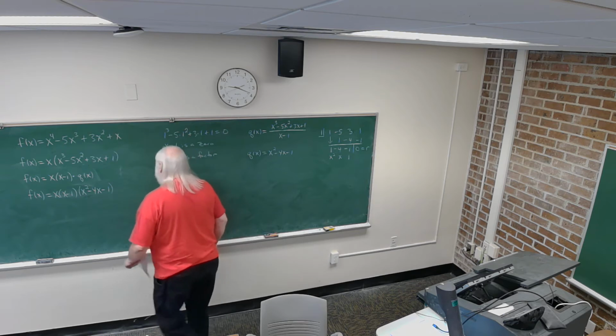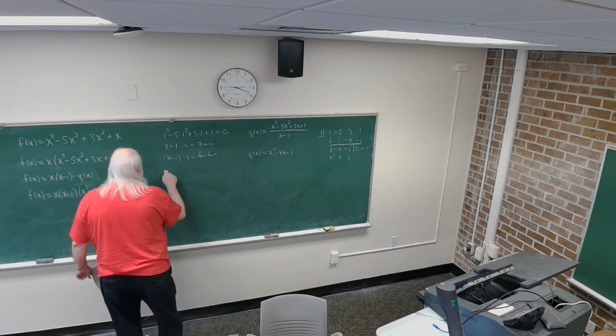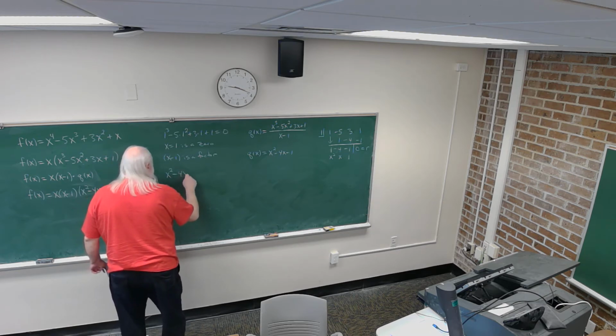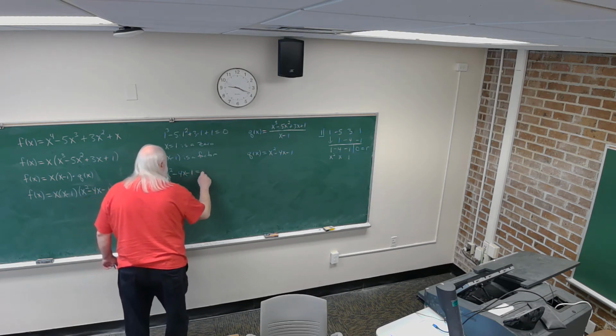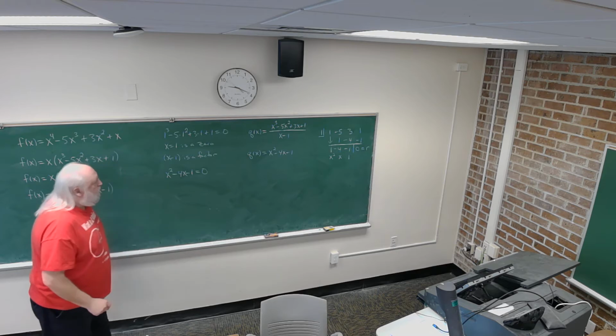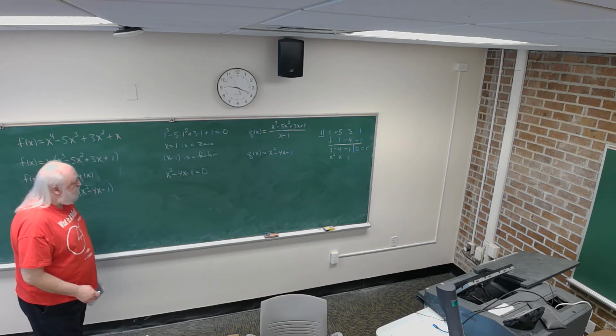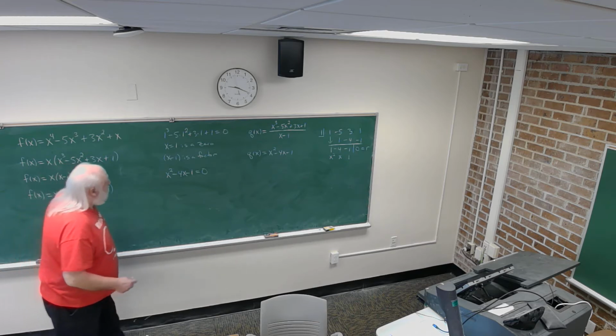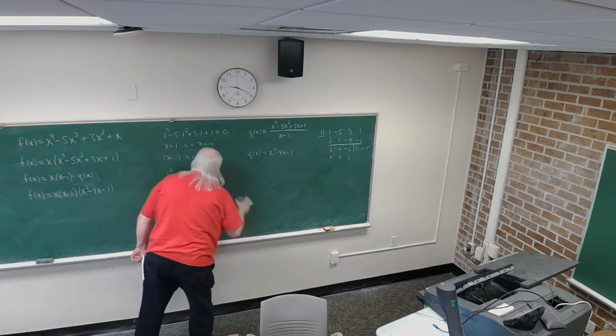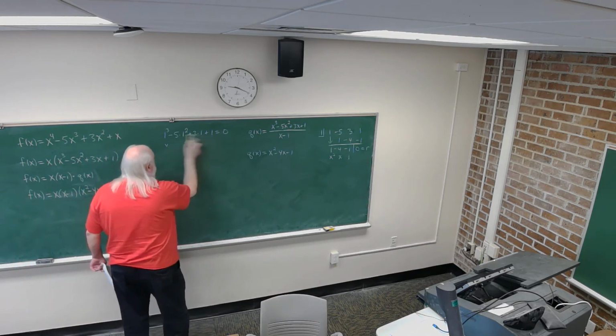All right. So we set x squared minus 4x minus 1 equal to 0, and then we solve for x. Okay. Well, actually, I'm going to put this up here.